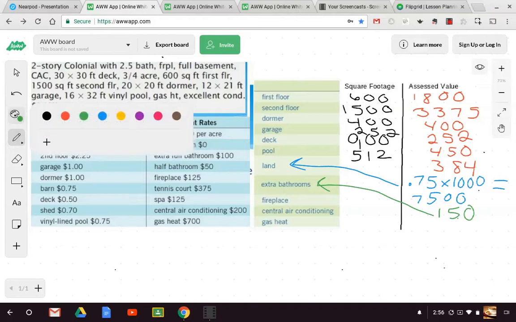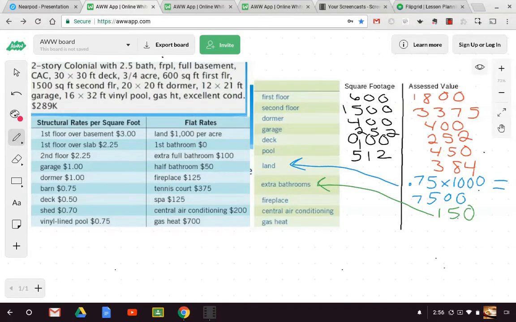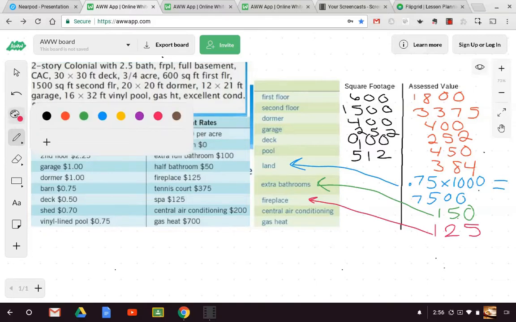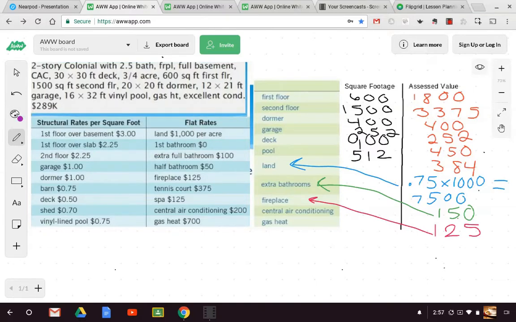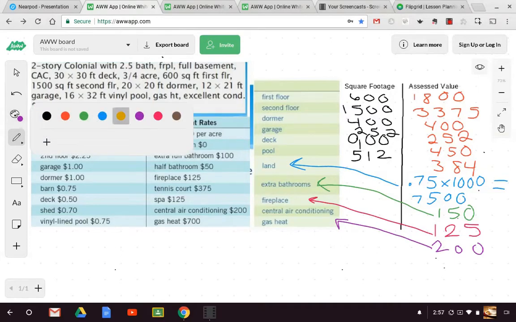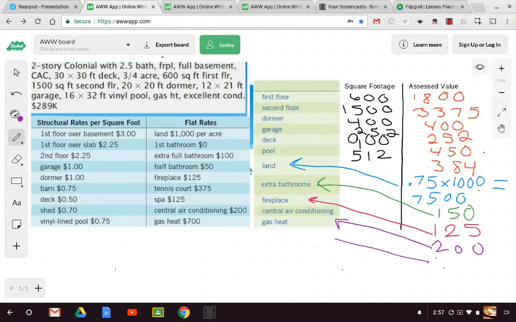The fireplace says that it has a standard rate of $125. So I'm going to add that one in. The air conditioning, if it's central air, says that it costs $200. I'm going to put that one in. And then finally, gas heat. If we have gas heat, that's an extra $700. So gas heat, an extra $700 there. So these are all of my assessed values that our property tax is based off of.